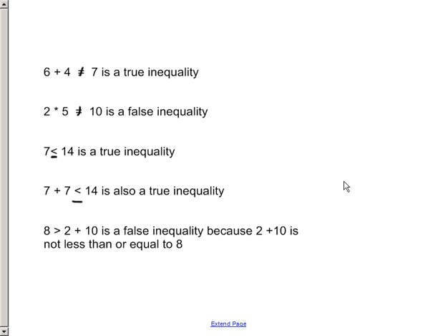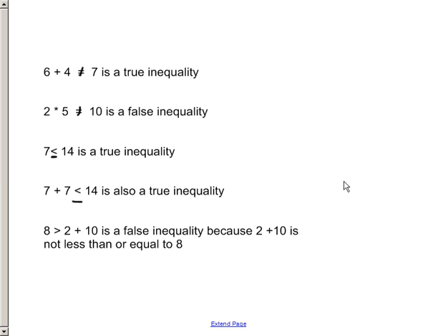And here are some examples. So my first example is 6 plus 4 is not equal to 7. Now that's a true statement. It's a true inequality because 6 plus 4 is 10 and 10 is not equal to 7. Our second number sentence, 2 times 5 is not equal to 10, is a false inequality because we know that 2 times 5 equals 10. So inequalities can be true or false, and as long as we have numbers, not variables, we can determine if they're true or false.